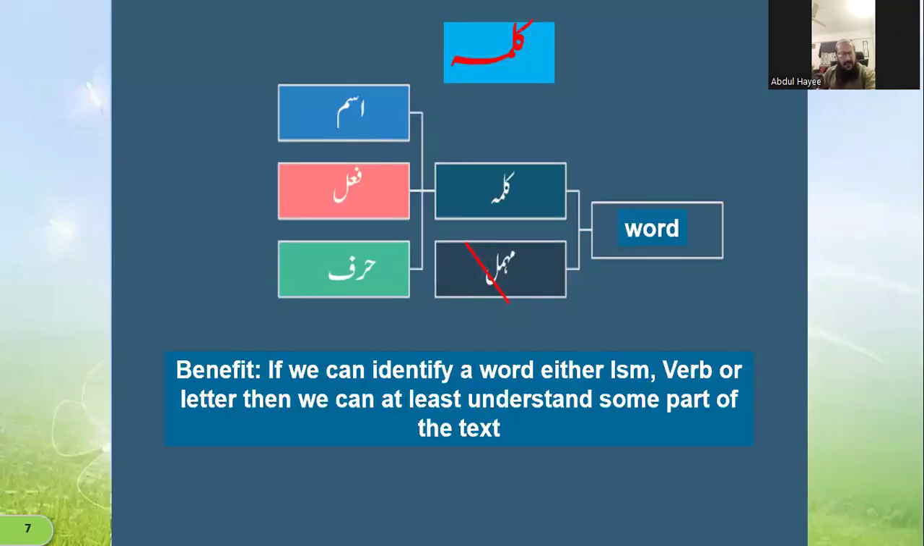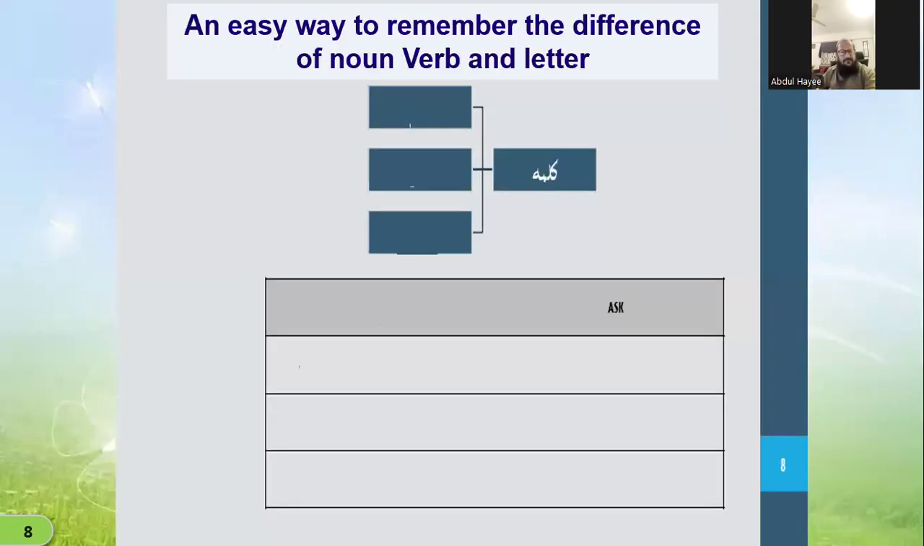What is the benefit of knowing this? If we can identify whether the word is an ism, a verb, or a letter, then we can at least understand some parts of the text. An easy way to remember the difference between nouns, verbs, and letters, as we say the kalima is three: ism, fail, and harf. We have to ask three questions about the word we are considering.